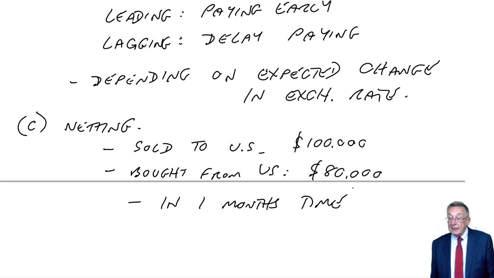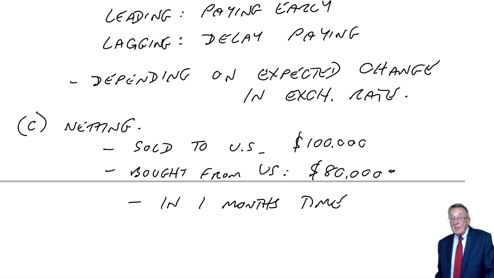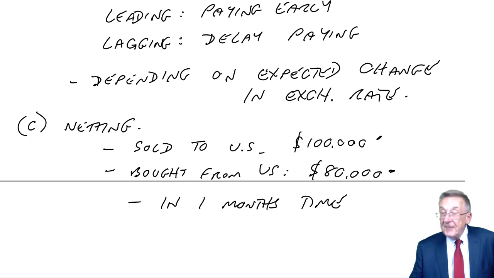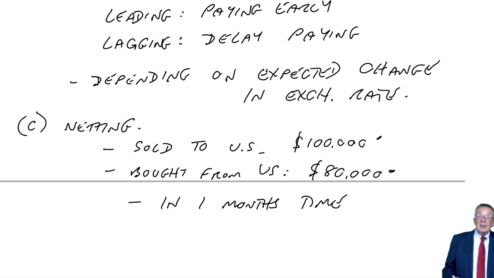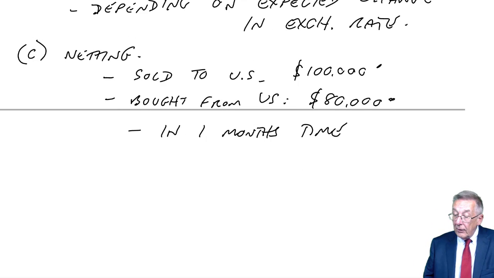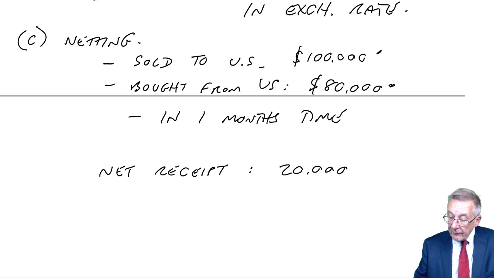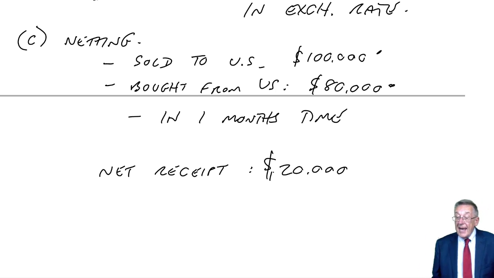It's completely mad to buy $80,000 and pay that bill, equally to receive 100,000 and sell 100,000 to convert. It'd be daft. Why don't we just use one to pay the other? Effectively net them off. There is a net receipt of the difference. And it's simply that net receipt that we're at risk on.